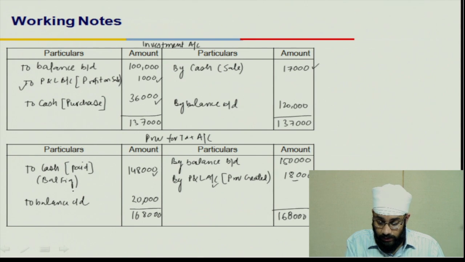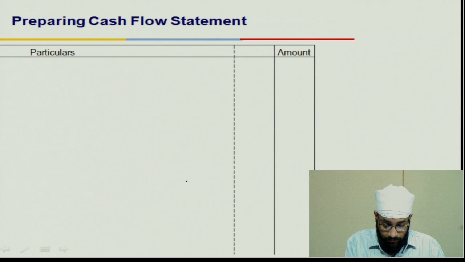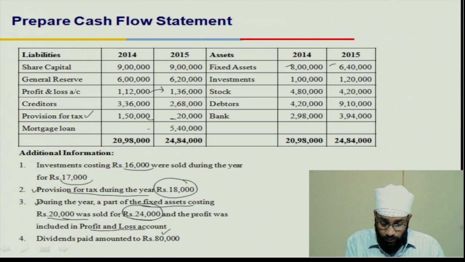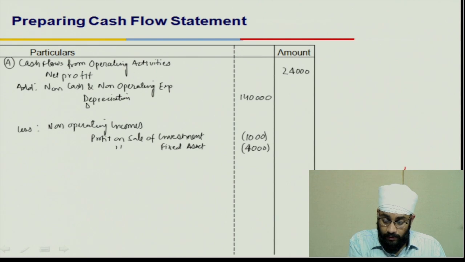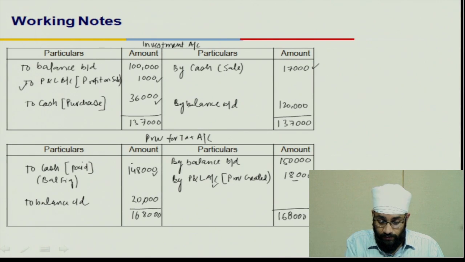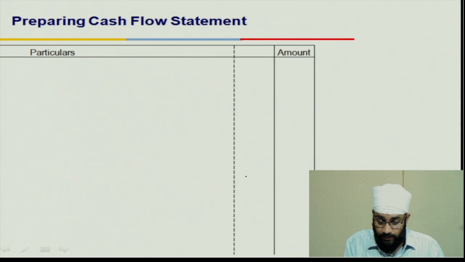Apart from this, you have dividend paid. So we are assuming same provision was created during the year as well. So 80,000 dividend provision, 80,000 to be added back, and tax provision to be added back as well. So the provision for tax had 18,000.